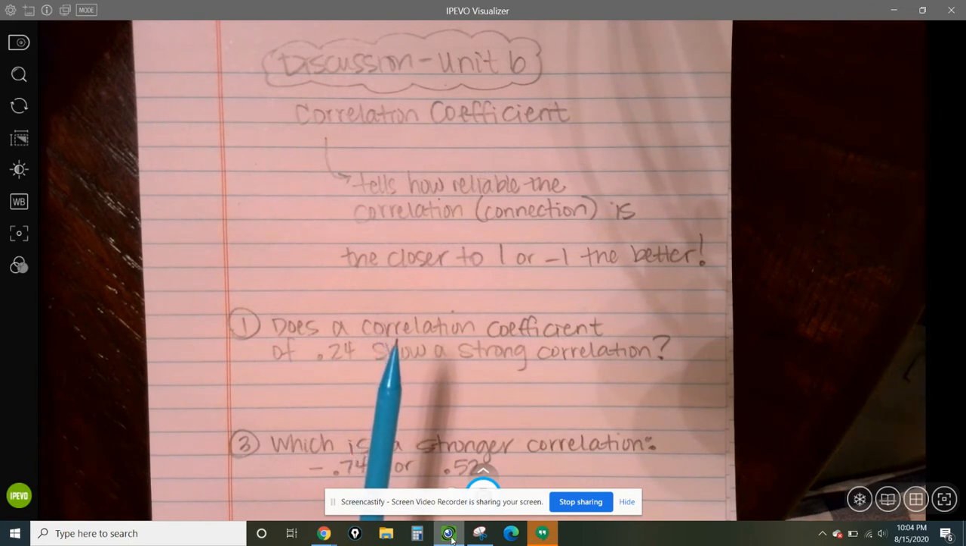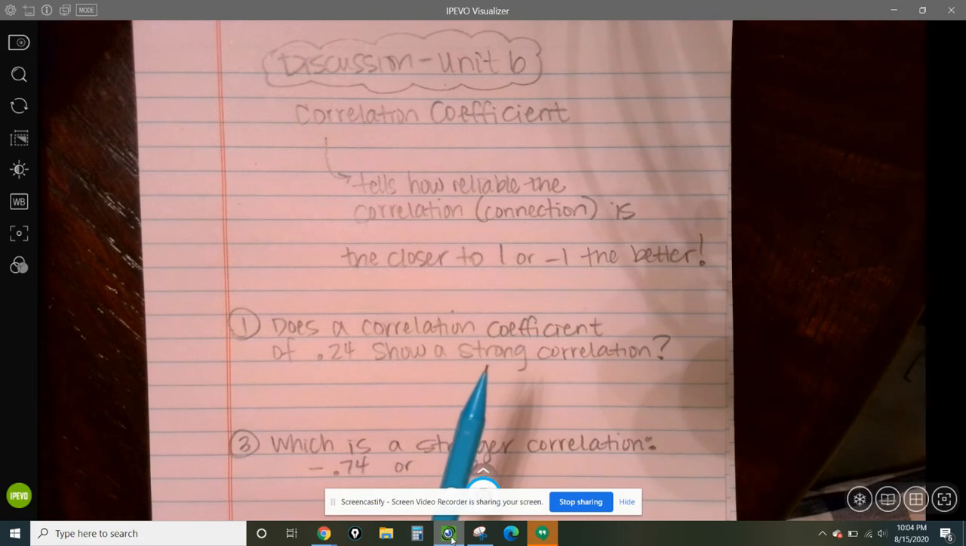Whenever you do a discussion, make sure you answer all the questions on the discussion and give as many details as you can. That's how you'll get the full points for the discussion.